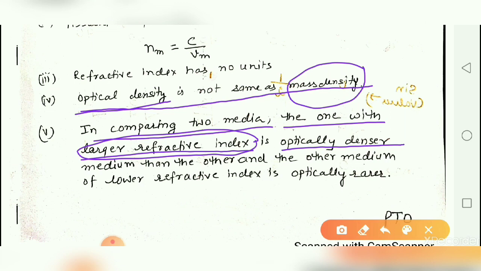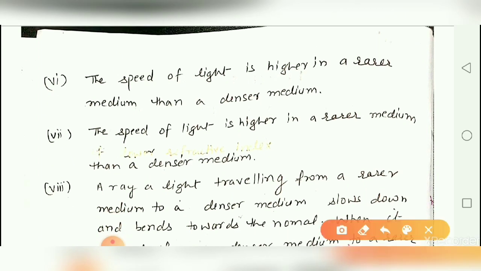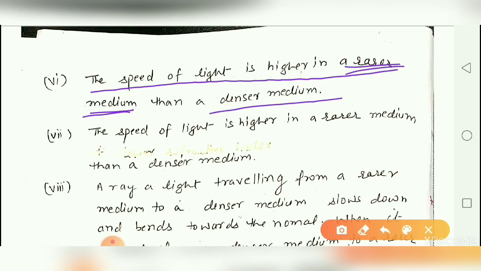Like diamond has a refractive index of 2.42, that is the highest, so it is optically denser with respect to the other media. And the medium which has a low refractive index is optically rarer. Next point is the speed of light is higher in a rarer medium than in a denser medium.